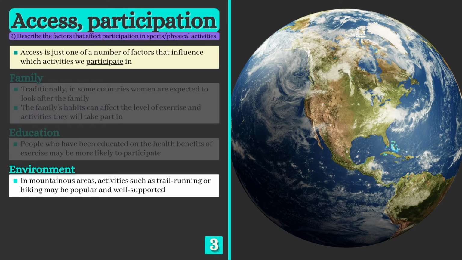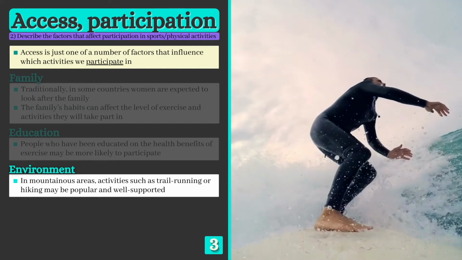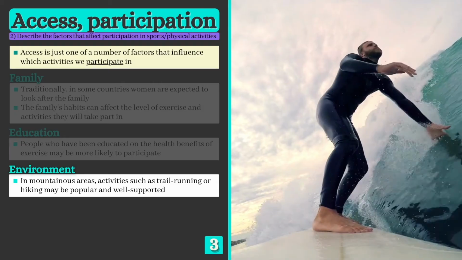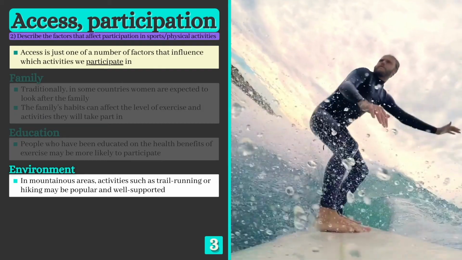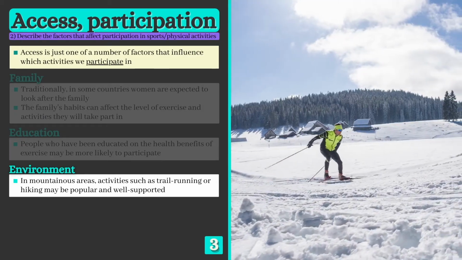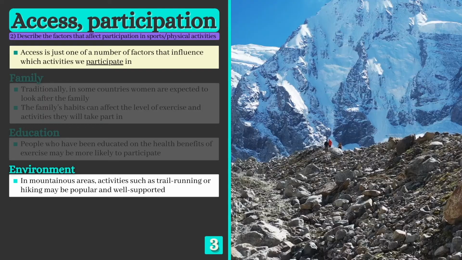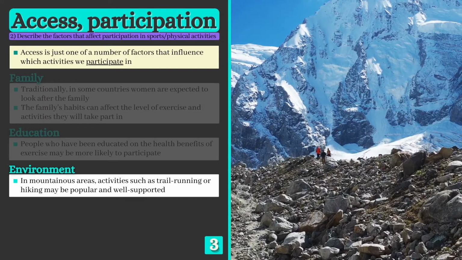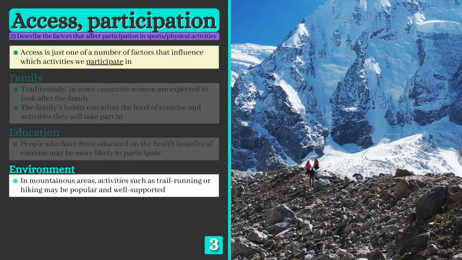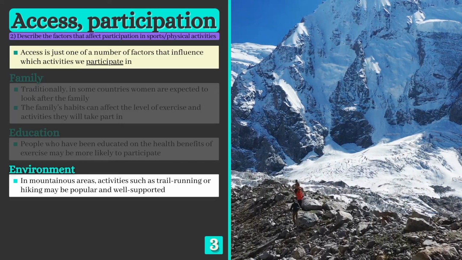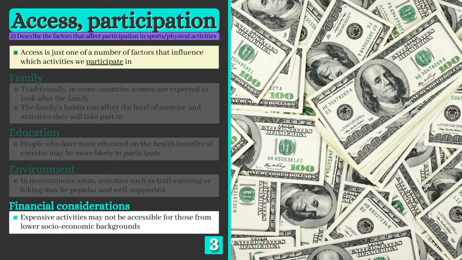Environment and climate. Where you live, including the weather and terrain, affects which activities are available to you. For example, people who live in hot countries are very unlikely to take up winter sports like cross-country skiing, while those who live in mountainous areas may be drawn to activities such as rock climbing, hiking, or road cycling. Financial considerations.